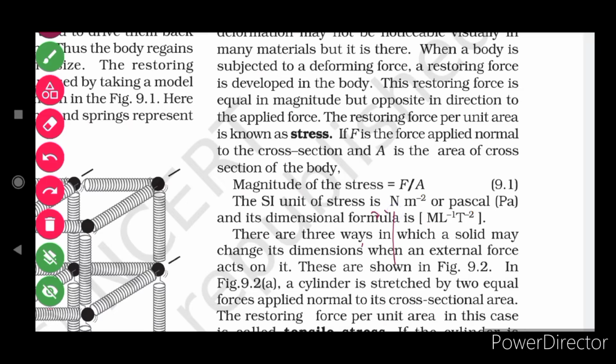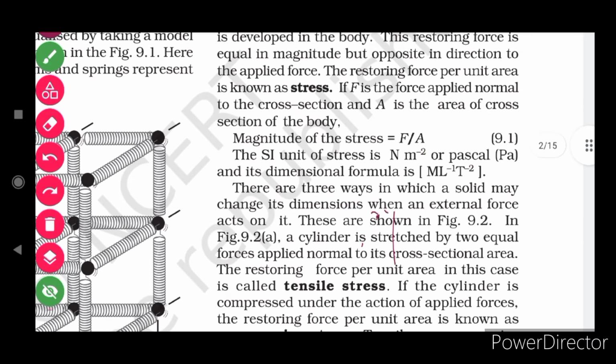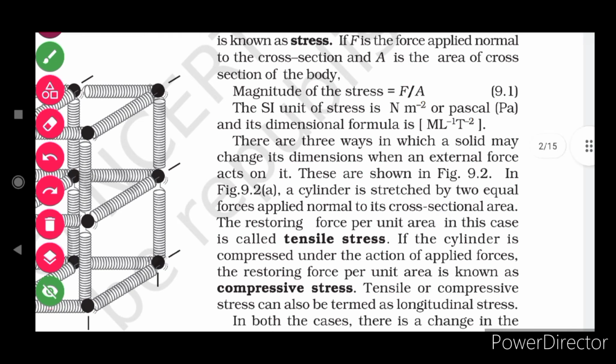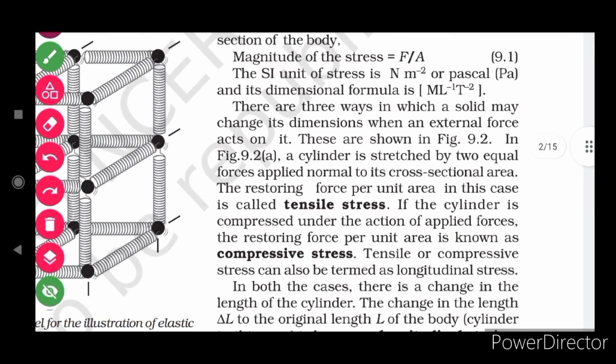That stress is force upon area, and you can figure out the unit. Newton per meter square, and we know this is equivalent to Pascal. So the SI unit of stress is Newton per meter square or Pascal. The dimension you can easily figure out from the dimensions of force and area: M L to the power minus 1 T to the power minus 2. Now we can classify stress into different categories.